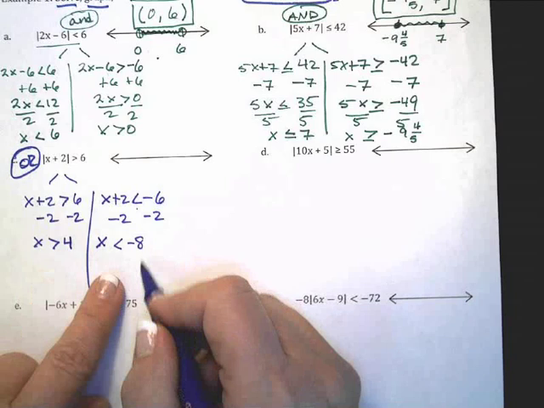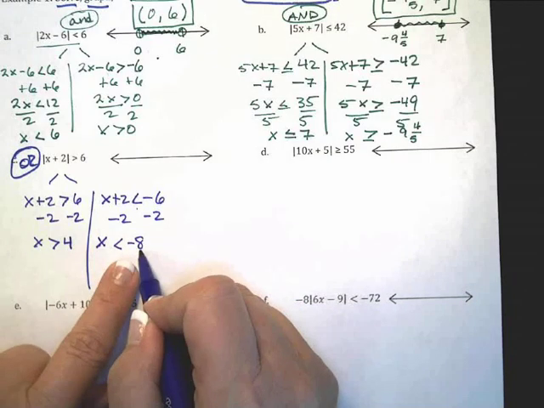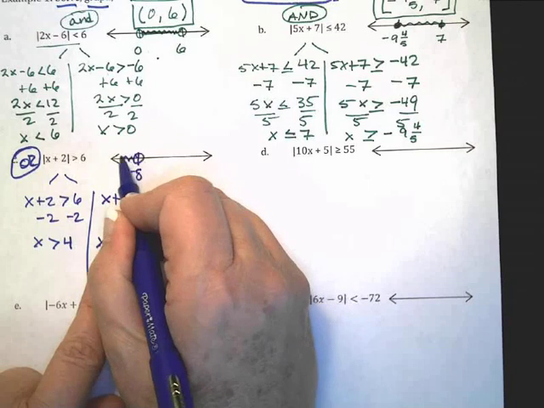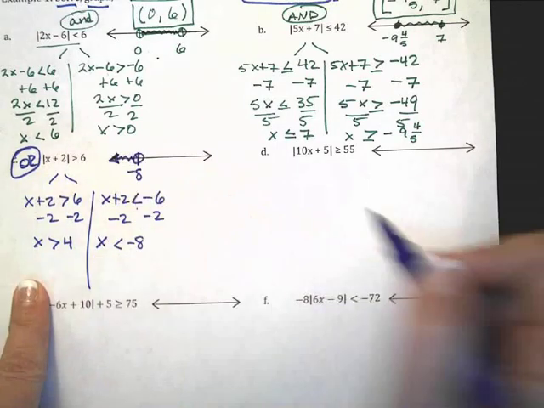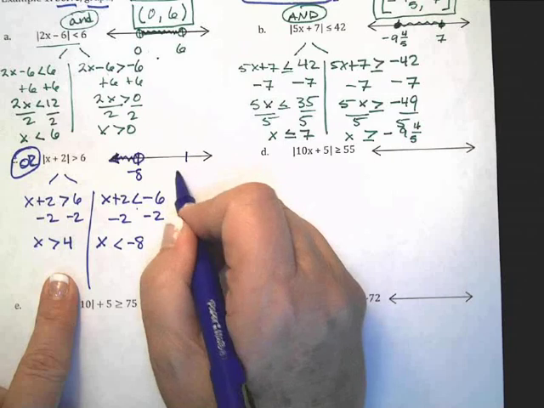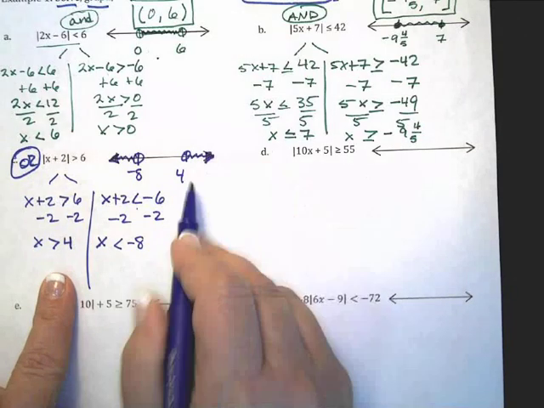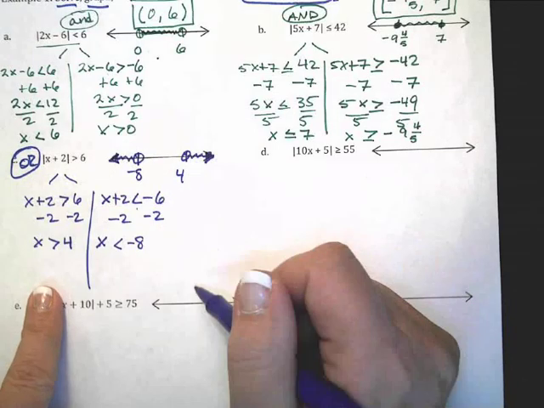So when we graph these, let's start with this smallest number here. X is less than negative 8 is an open circle, solution to the left, and then graph x is greater than 4, which is another open circle, but the solution is to the right. So here's our OR compound inequality.